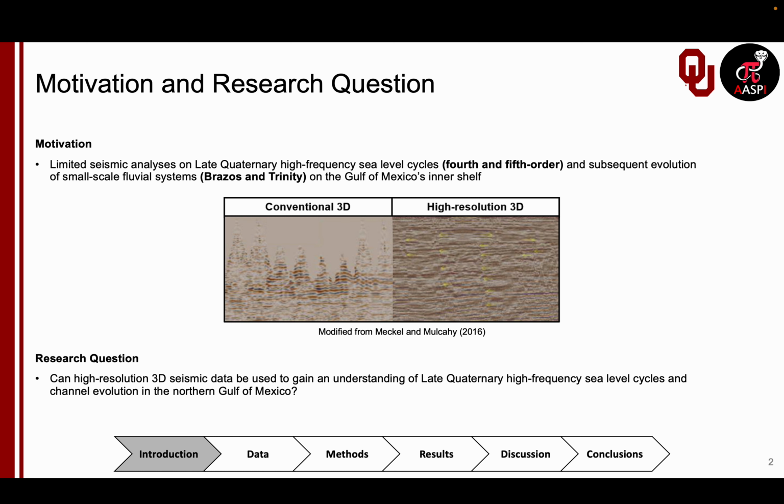So I'll start out with the motivation of this project, which is that there are limited seismic analyses on late quaternary high frequency sea level cycles and the subsequent evolution of small scale fluvial systems on the Gulf of Mexico's inner shelf. When I say high frequency sea level cycles, we have first through fifth order cycles. I'm talking about fourth and fifth order cycles specifically. When I say small scale fluvial systems, I am referring to the Brazos and Trinity rivers specifically. There's limited seismic analyses on such features because conventional 3D data is unsuitable for these types of studies.